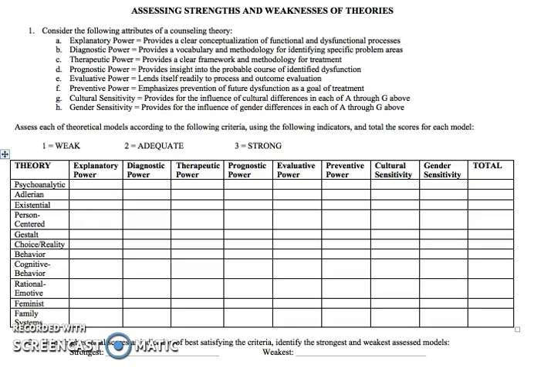Then prognostic power. Does it provide insight into the probable course of identified dysfunction? Does the theory articulate what one could expect to see over the course of dysfunction? So it identifies dysfunction and then it articulates that prognosis, how you would expect the trajectory of dysfunction to play out. Does it have evaluative power? Does the theory lend itself readily to process and outcome evaluation? And then does it have preventative power? Does it emphasize prevention of future dysfunction as a goal of treatment? Does the theory clearly emphasize the prevention of future dysfunction as one of the primary goals of treatment?